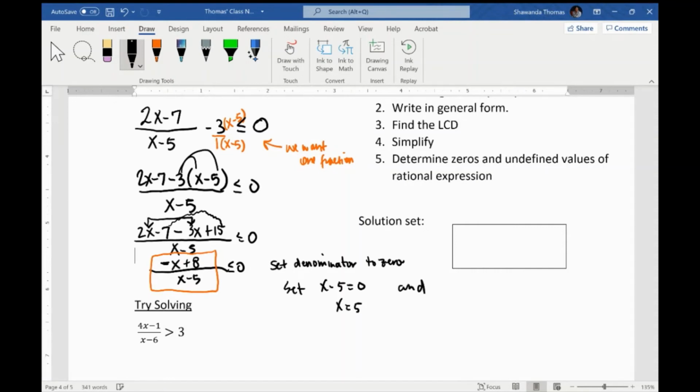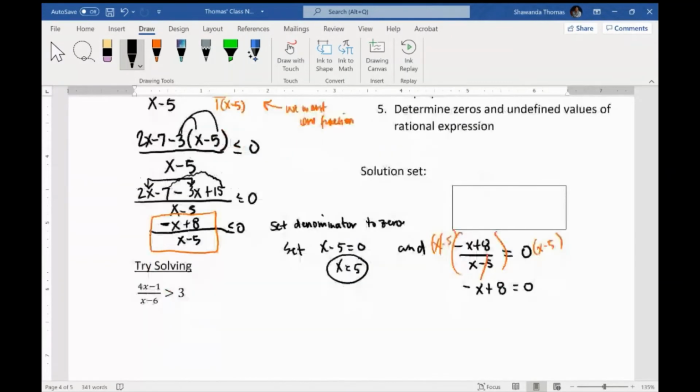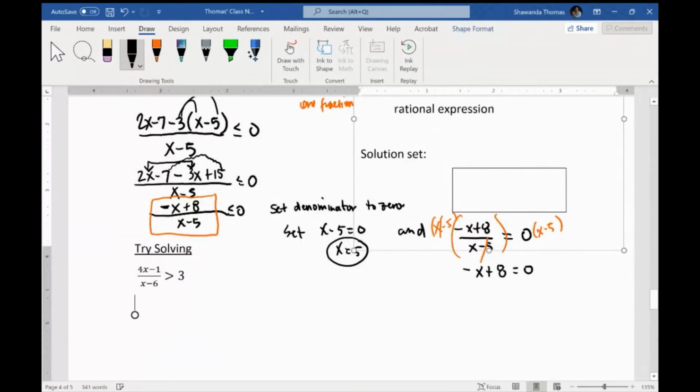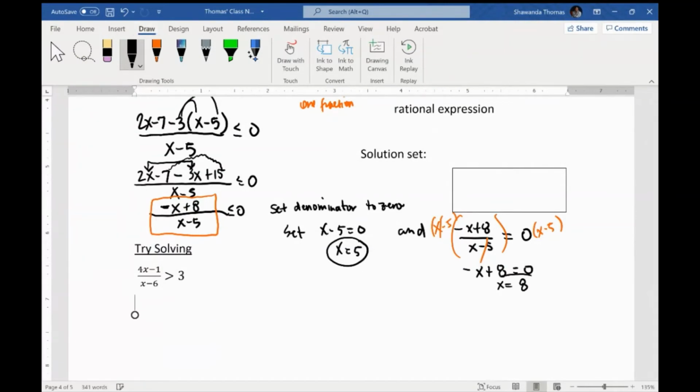And we're going to set the numerator to 0 because that gives us the zero. To find the zeros, you do this, equals 0. But what's going to end up happening is you multiply both sides by x minus 5 first. That cancels out. So essentially what you're doing is just setting the numerator to 0. So you don't have to do all that. Just set your numerator to 0. What do you get? You got x equals 5 as a key number. What's the other key number? X equals 8. That's the other key number.